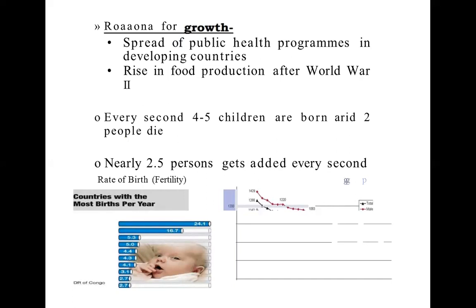Now, reasons for growth. Spread of public health programs in developing countries. Rise in food production after World War II. Every second, 4 to 5 children are born and 2 people die. Nearly 2.5 persons get added every second.